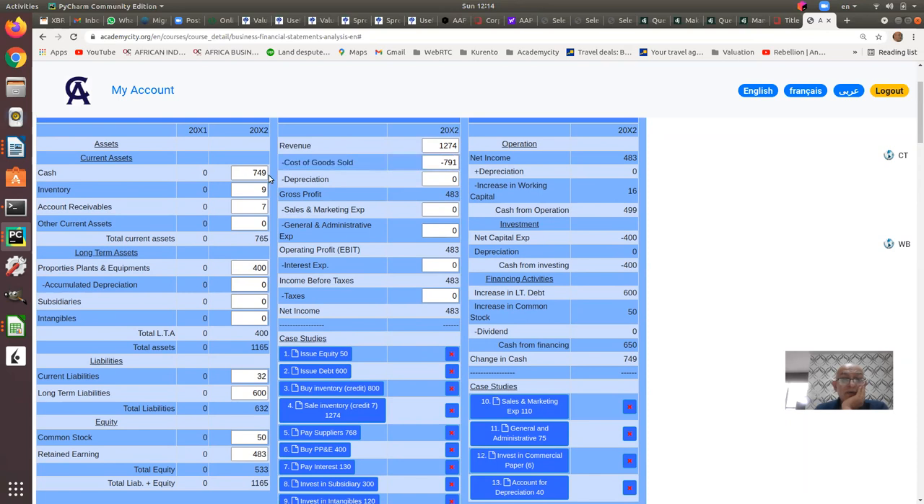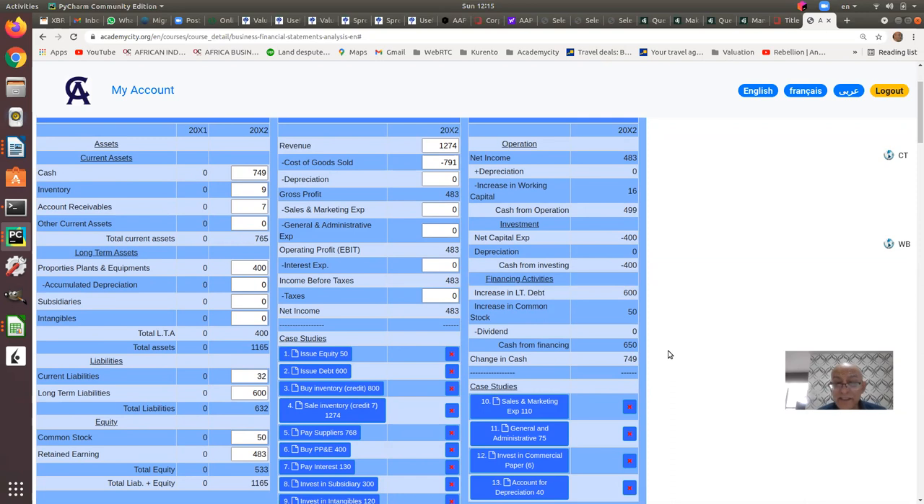That's why the cash didn't go up as much as before. Out of the 499, we used 400 to buy machinery, so only 99 are left. And the 99 I'm adding to the 650 that I raised from the investor. That's why I have only 749.